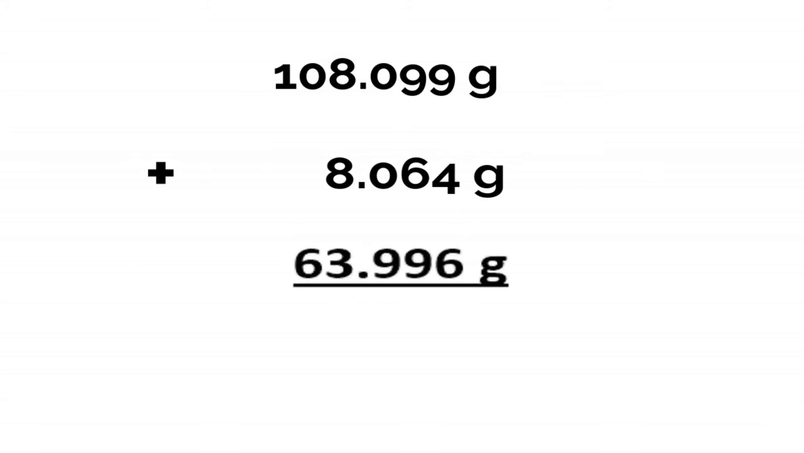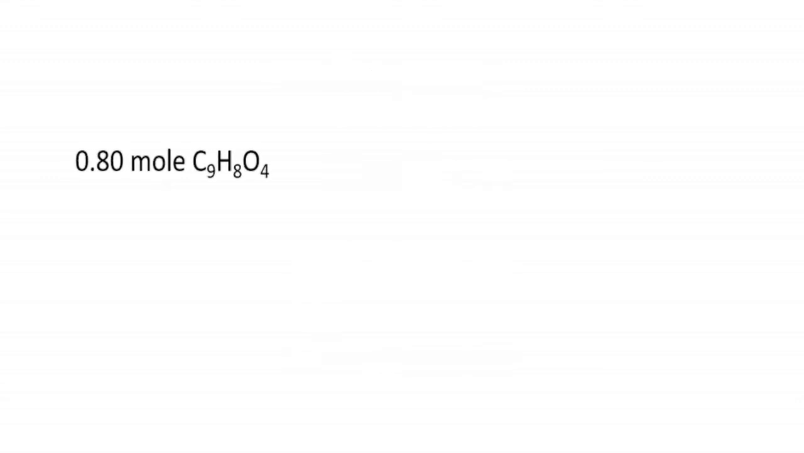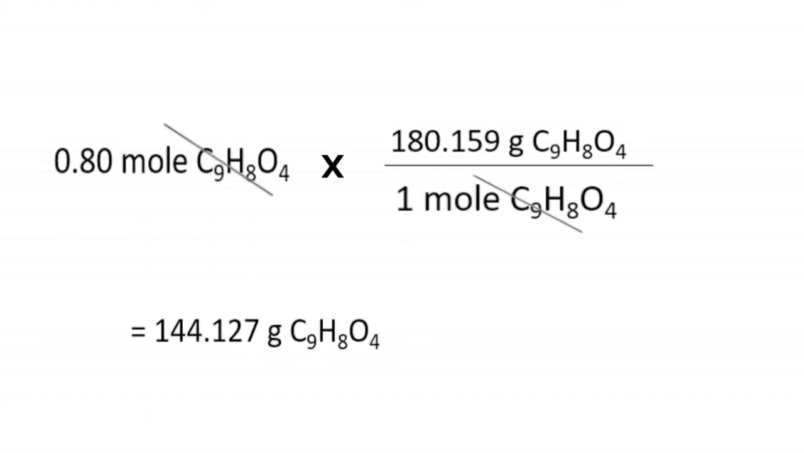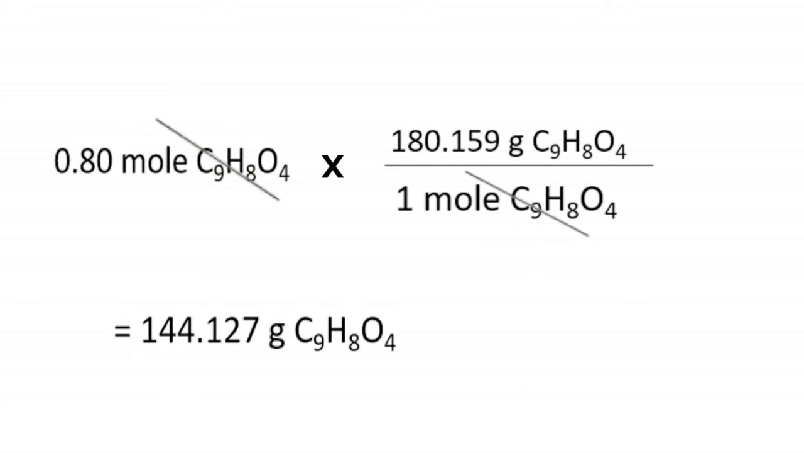108.099 grams plus 8.064 grams plus 63.996 grams is equal to 180.159 grams of aspirin. So, 0.80 mole of aspirin times 180.159 grams of aspirin divided by 1 mole of aspirin is equal to 144.127 grams of aspirin.